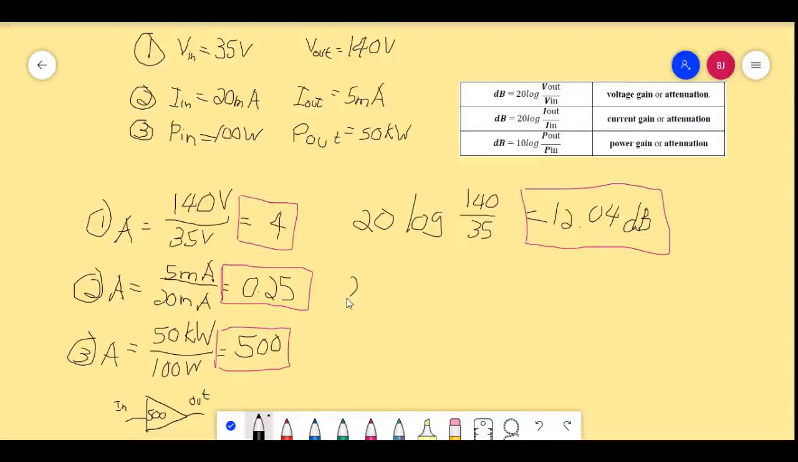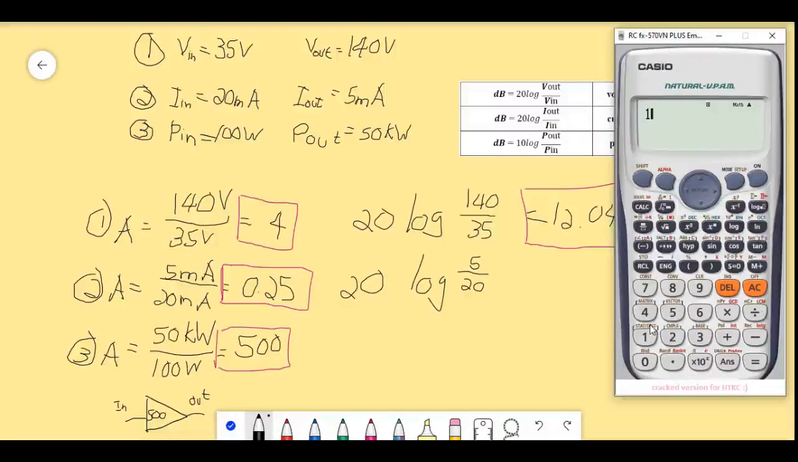So same. This would be 20 log of 5 milli over 20 milli. Now, again, if they have the same unit, it's okay to actually divide them directly. Okay. So if you want to put in the milli, that's fine. So let's say, for example, 5 exponent negative 3 divided by 20 exponent negative 3. So we have 1/4, and we get the logarithm of 0.25, and then multiply it by 20.